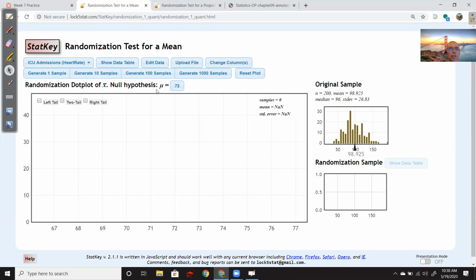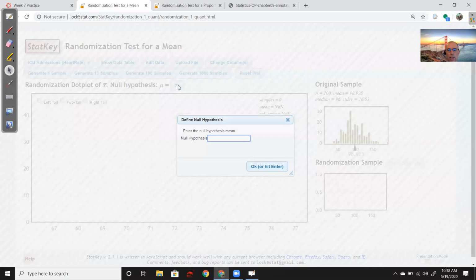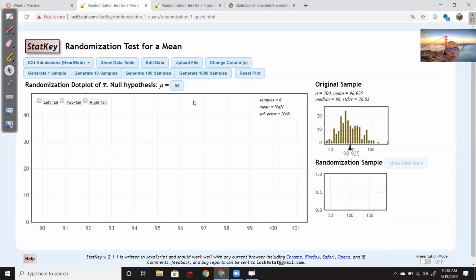All right, this says mu is 72. That's not what I want. The null hypothesis is 95. And don't worry that their null says equal to and ours is less than or equal to. That's not that important actually. It's the alternative that's important, which is the test we choose. So that's okay. They have a sample mean of 98.925. We'll use that in a moment.